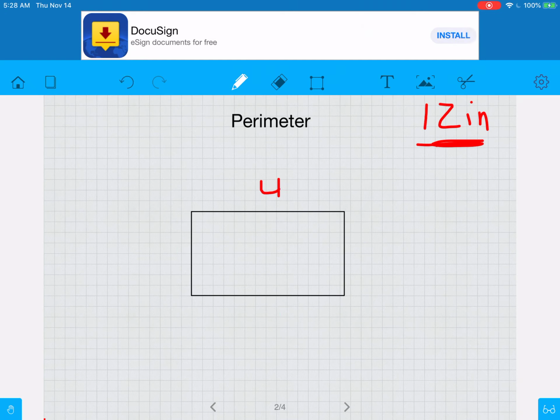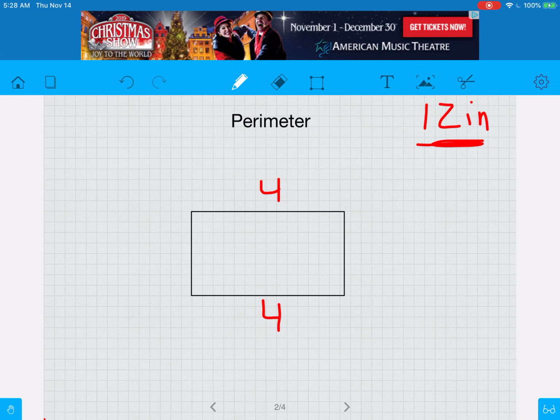So let's just choose 4, right? So 4 and 4, that equals 8. So we have 4 inches left. So we know both sides, or opposite sides, are going to be congruent. So 4 inches on the lengths and 2 inches on both sides for the width. That equals our total of 12.